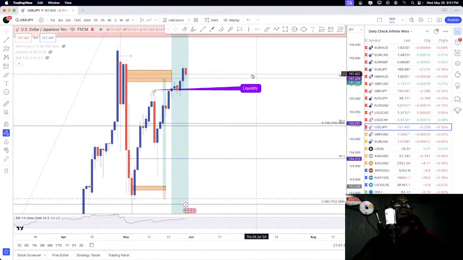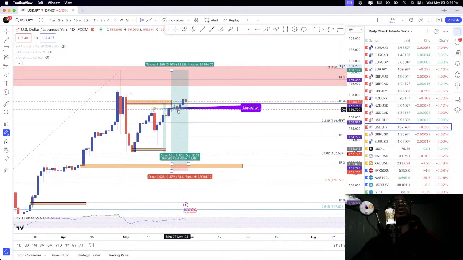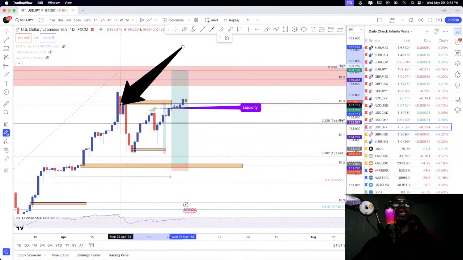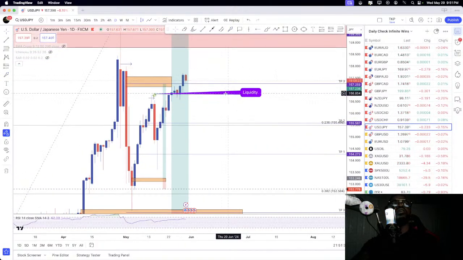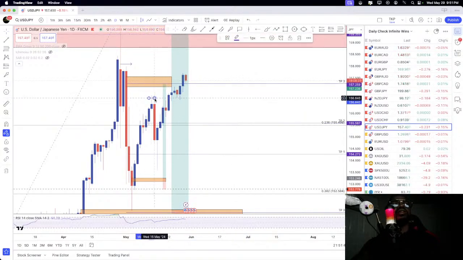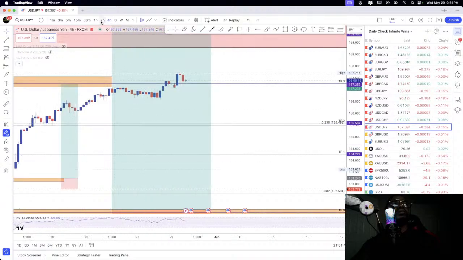We were expecting a pullback, right? Because we had a double top on the daily. Now, price actually continued to move a little higher than I expected on this zone. So this trade ended up being a lesson for us. But what was that? The 2 hour?